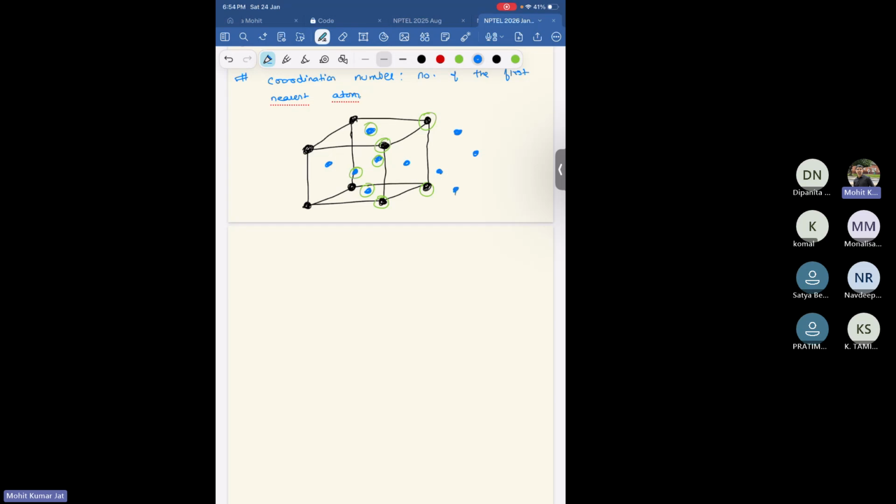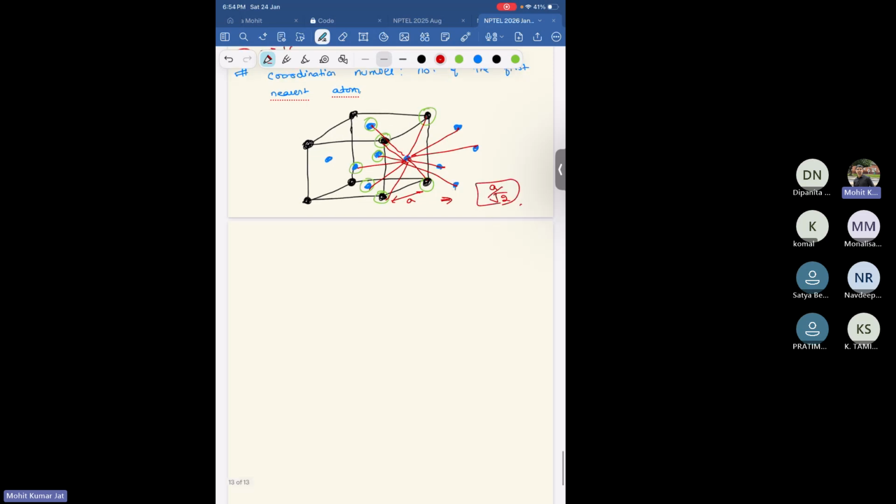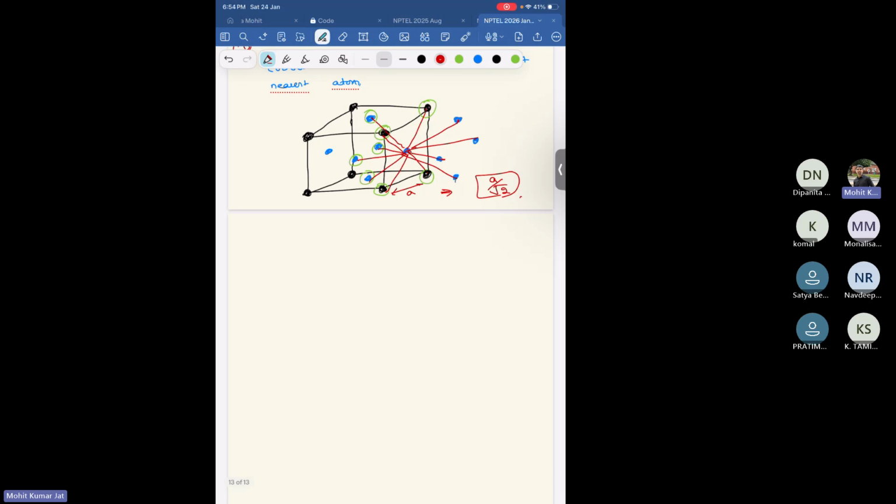So all of them are equally distant. This one, this one, this one, this one, this one, this one, this one, this one, this. All are equally distant. And the distance, if the cell edge is a, all of them are at a distance of a by root 2, right? And therefore the coordination number is 12.